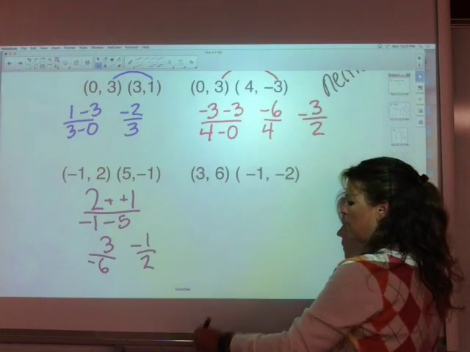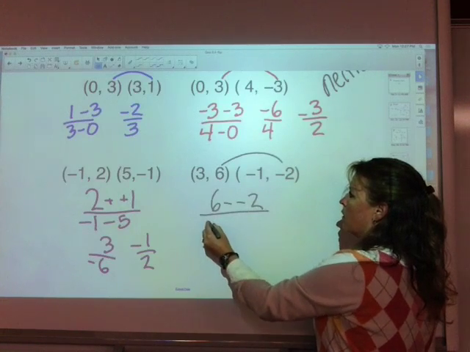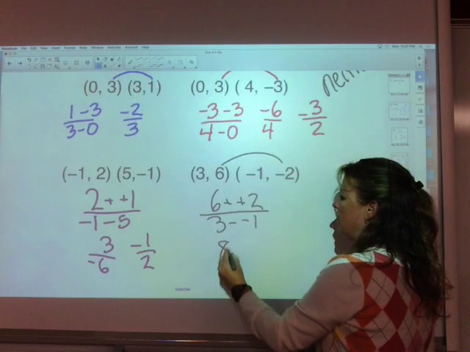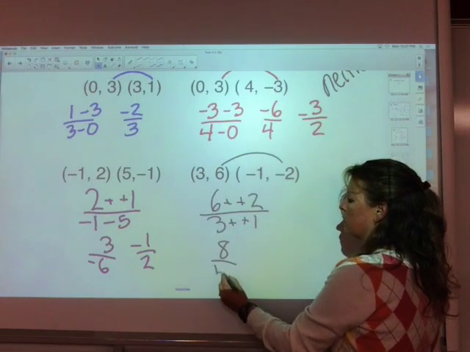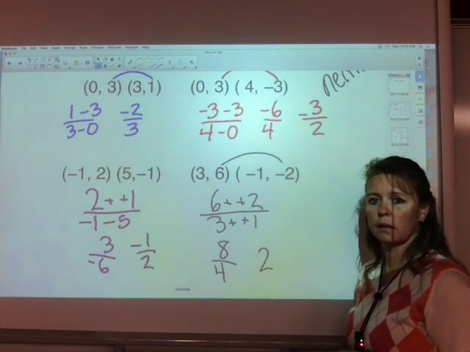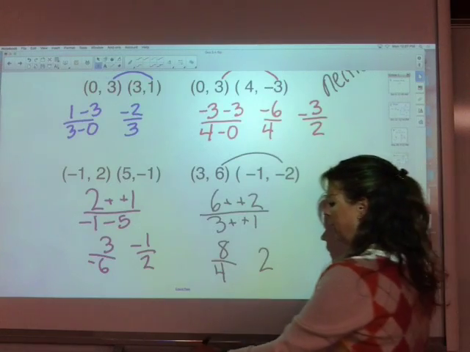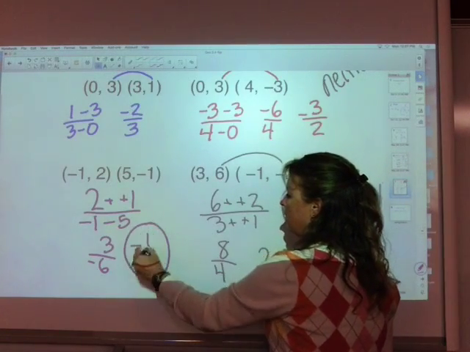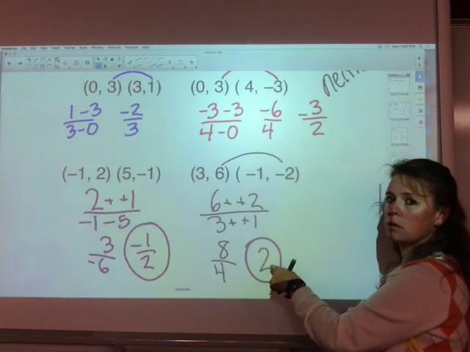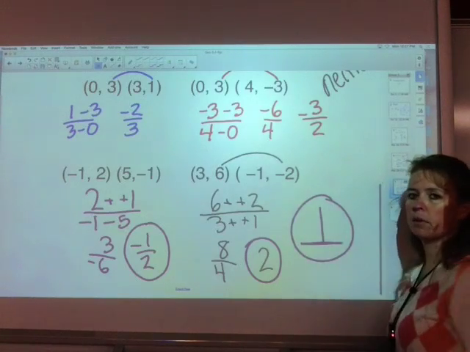Second one, I'll do the same here. 6 minus negative 2 over 3 minus negative 1. 6 plus 2 is 8. 3 plus 1 is 4. And 8 divided by 4 is 2, not 2 over 1. Always reduce as far as you possibly can. It's just 2. Taking a look at the two slopes, the opposite of a negative is a positive, and the reciprocal of 1 over 2 is 2. Therefore, these two are perpendicular. Remember the symbol for perpendicular.